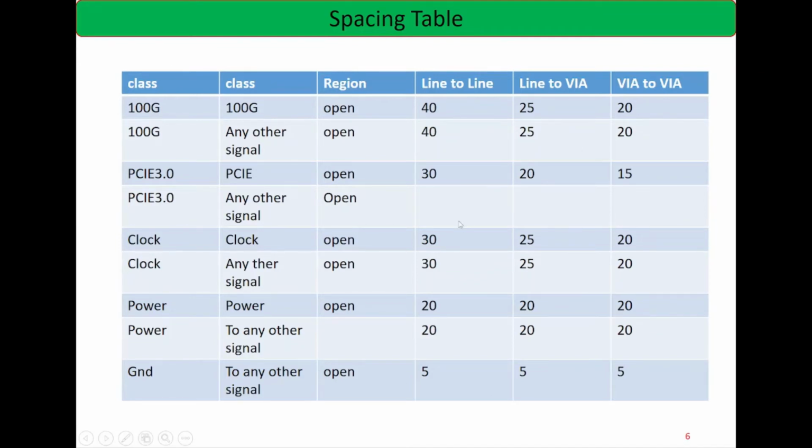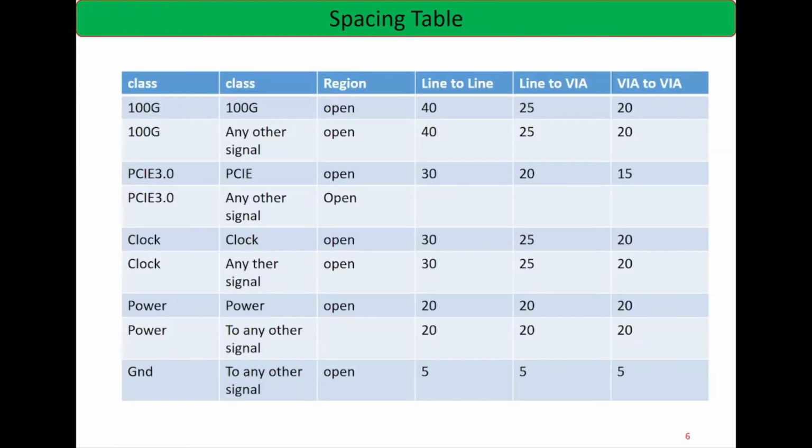In the layout section there is one term called the constraint manager entry. For constraint manager entry we have to give all these values to the layout engineer, and they will fill in these values, and the SI engineer is responsible for checking whether all these values are correct or not.